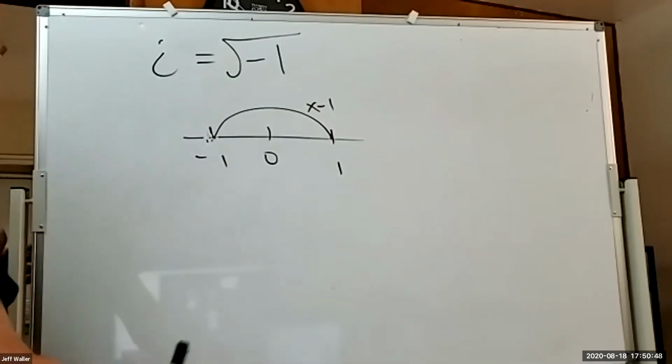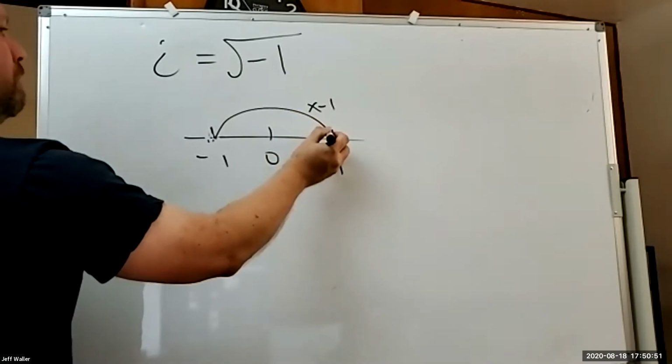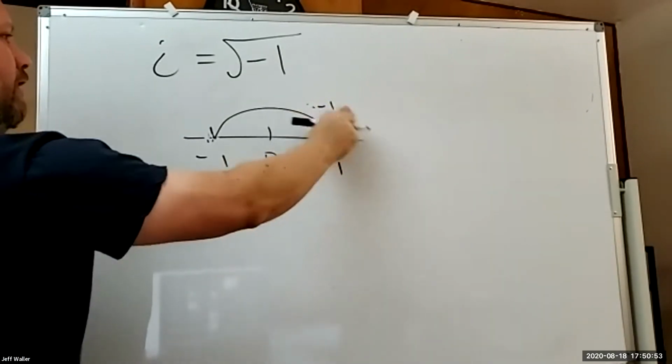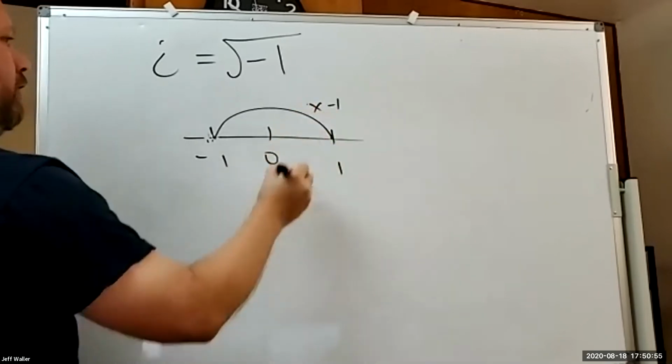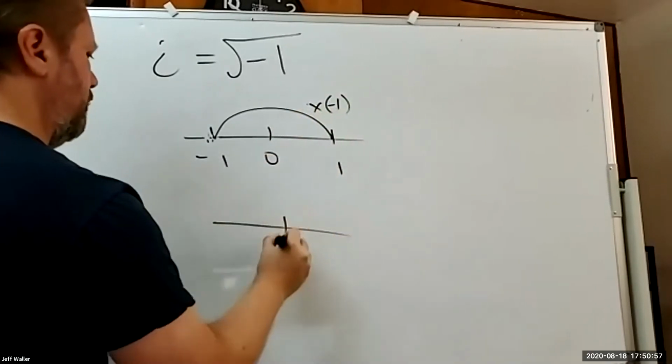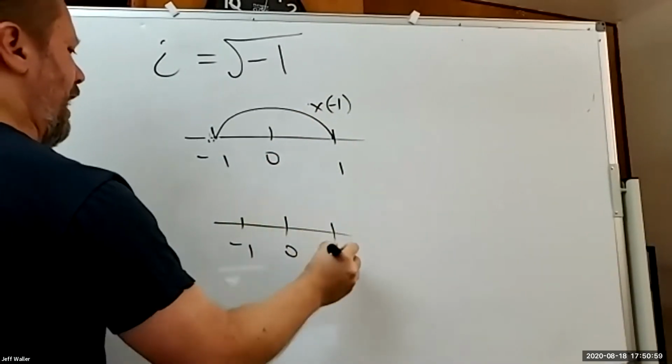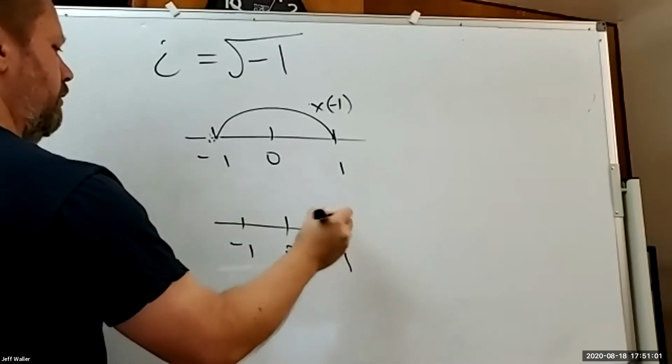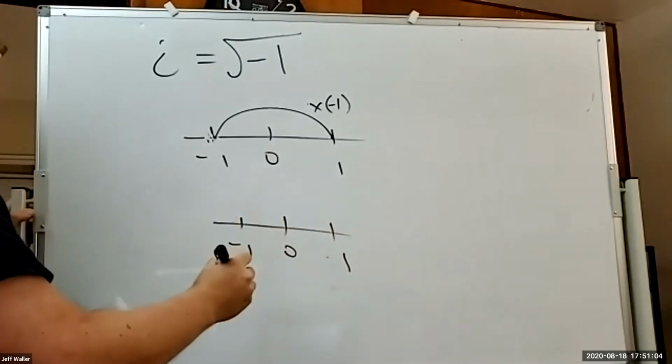Now, what if I multiplied by half of -1? So this is multiplied by -1. What if I multiplied by half of -1? How far should I rotate?